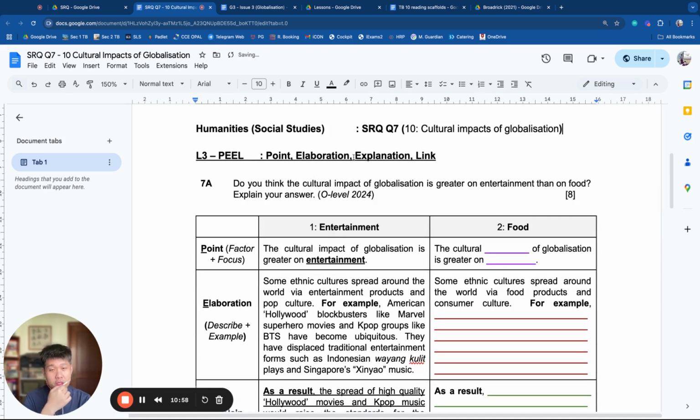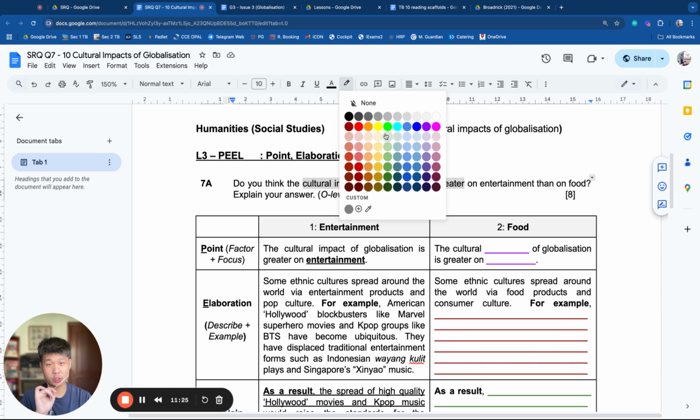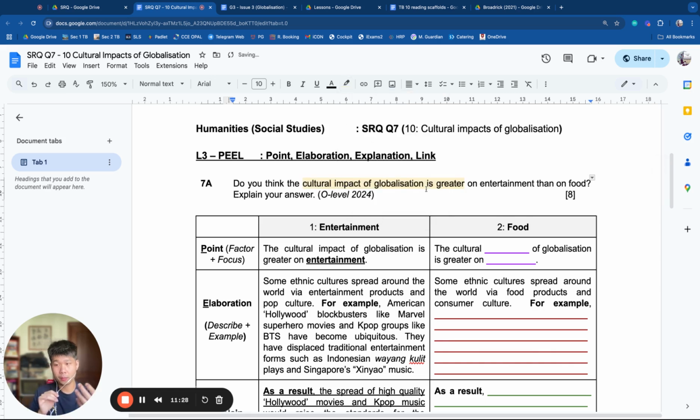Okay, so you know that for essay questions for chapter 7, these are convergent questions. The content will have already been taught to you. You should know the content, and you need to analyze the question, unpack the question for two factors, the focus, and then write few paragraphs, point, elaboration, explanation, link to explain the focus. So in this case, do you think the cultural impact of globalization is greater? So in a sense, you're trying to say that there's a big impact of cultural globalization on entertainment, and this must be factor one.